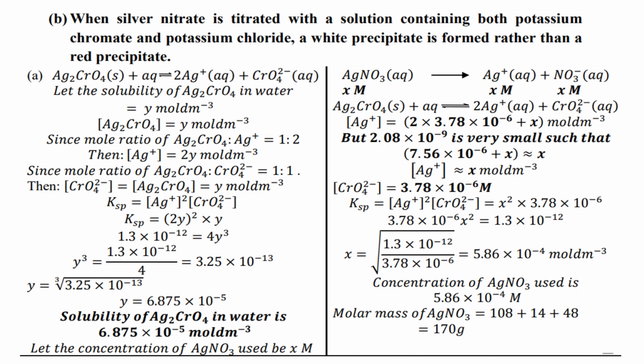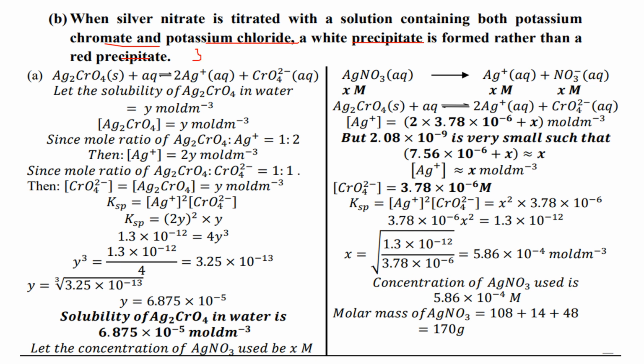That's the case for part A. Now in part B, we are going to be calculating when the silver nitrate is saturated with a solution containing both potassium chromate and then potassium chlorate, a white precipitate is formed rather than a red precipitate. We are going to see how this one comes about.